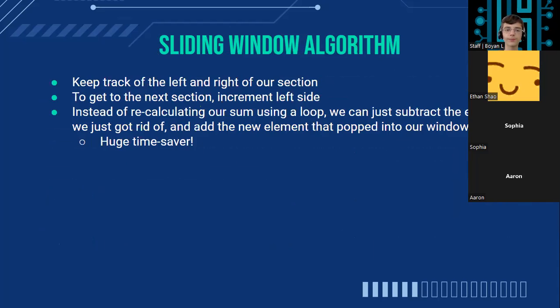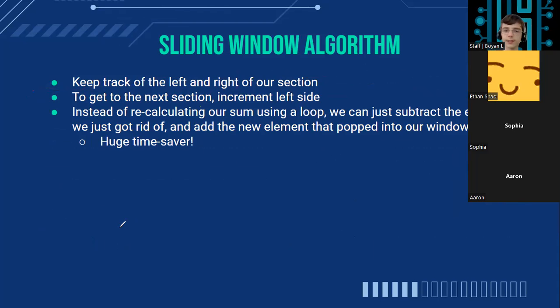But anyways, the general idea behind our sliding window algorithm is that we're constantly going to keep track of the left and rightmost sides of our section. So for example, in our array of size 7, we have a bunch of numbers.